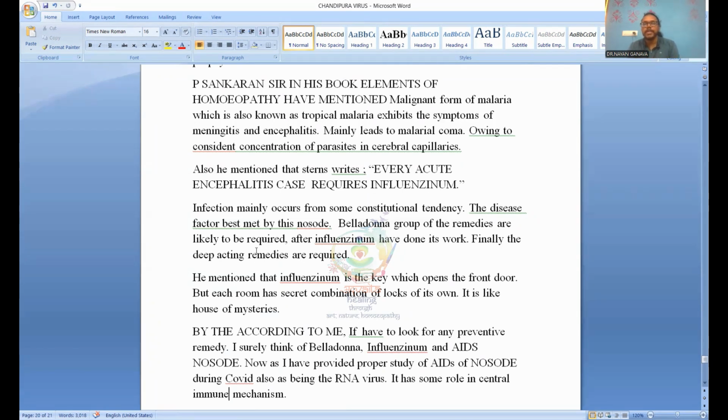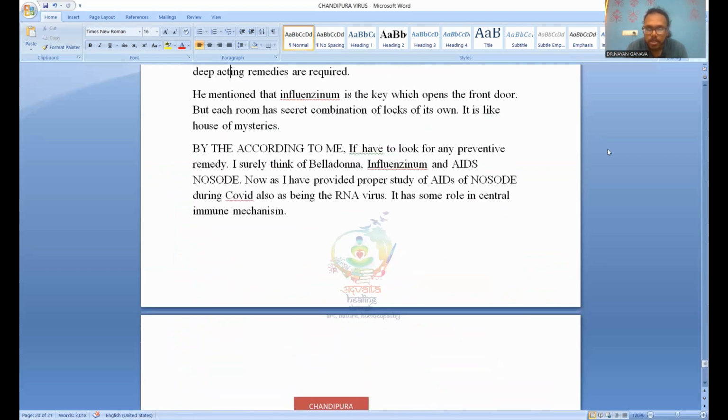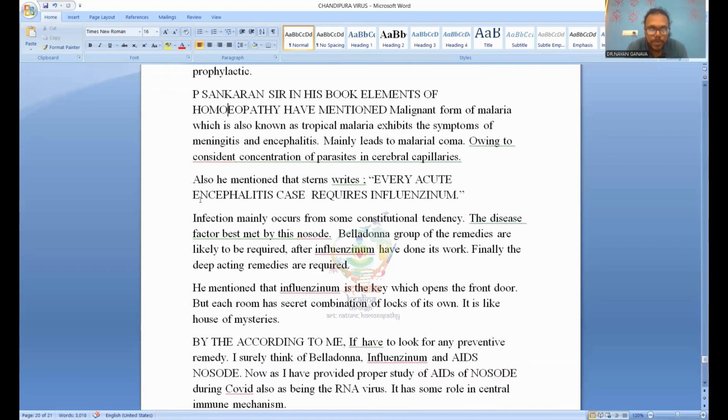Finally, the deep acting remedies are required. So when there is a patient who has just got the infection of Chandipura vesiculovirus, they need to be prescribed influenzinum. Okay, or either you can choose any from the first stage of infection remedies which I have mentioned above. So that is what P. Shankaran sir has written.